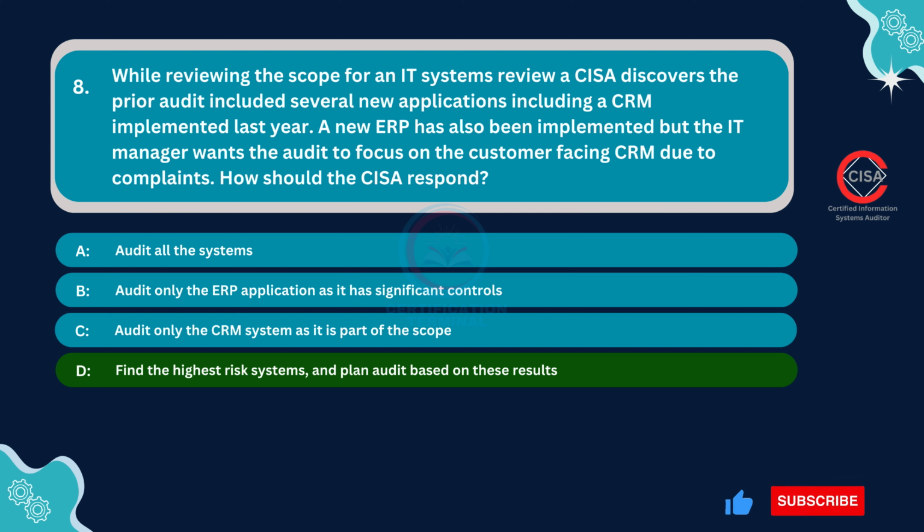By conducting a risk assessment, the CISA can identify the systems with the greatest potential impact on the organization and focus audit efforts accordingly. This approach ensures that audit resources are effectively allocated to address the most significant risks to the organization's IT systems.